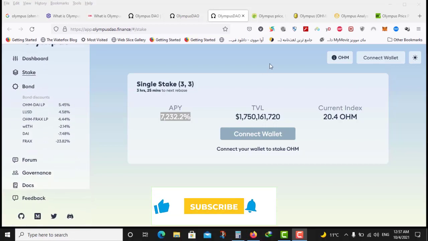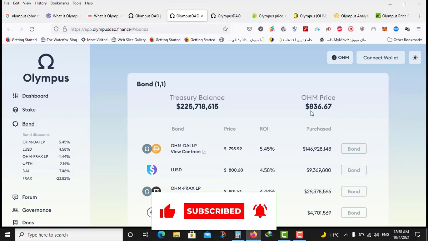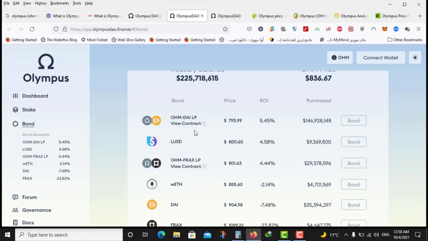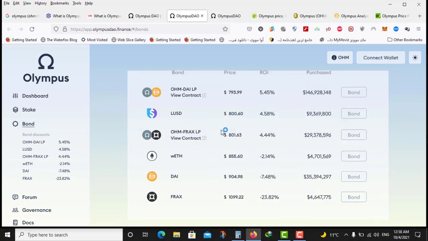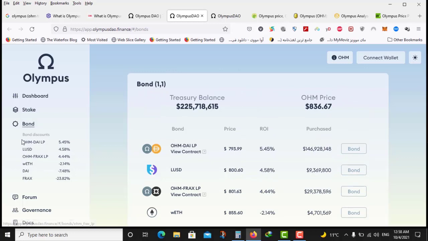And also, let's see what bond means and treasury balance. Oh, right now it's $836. And if you bond or DAI LP, you can have something like this in your wallet. While it was $793.99, it's been staked, and one for $6 million, one for $7 million. These are the platforms that you can bond it with, and these are the prices. And also here you see the discounts related to the bond.